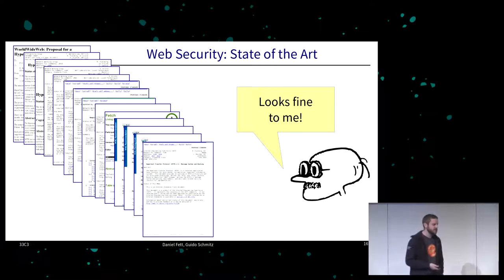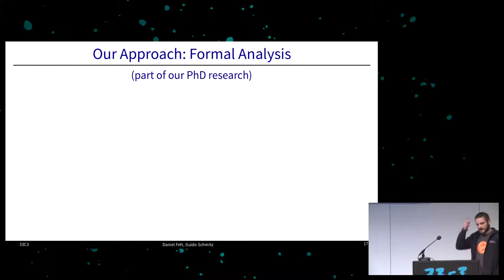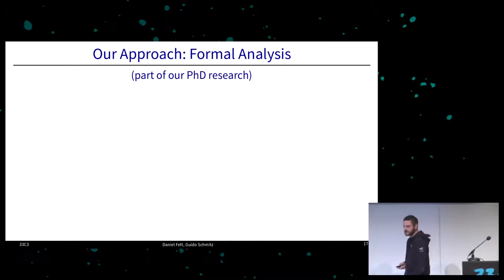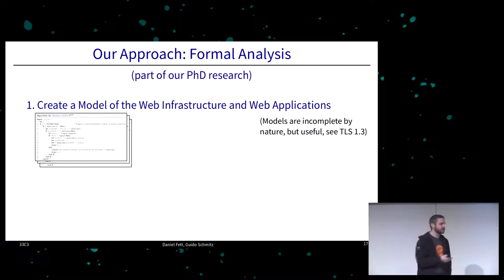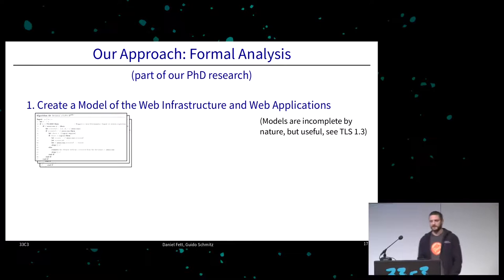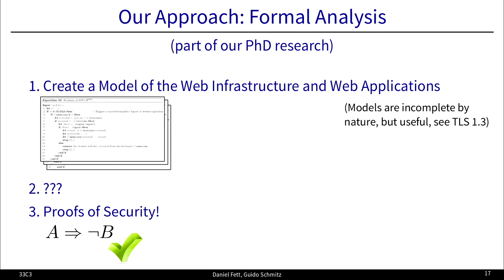And what we want to do also as part of our PhD research is to change this in a way that has been already successful for other things in the web, in the internet, for example, for TLS. We want to create a model of the web infrastructure and of web applications, a formal model. And these models, of course, are also always incomplete, but nonetheless useful, as has been shown with TLS 1.3. So we create this model, and then we put a lot of work into this, and finally, hopefully, we can create proofs of security for mechanisms or for standards.